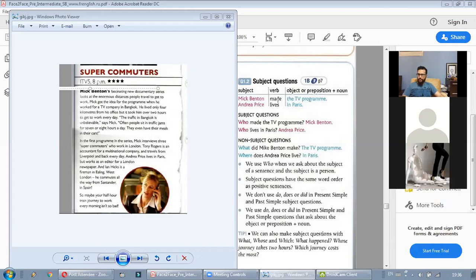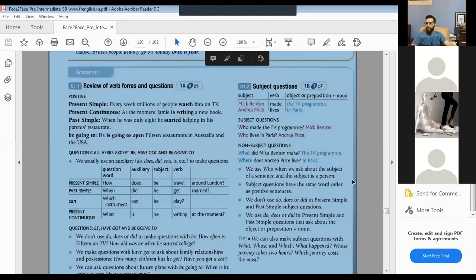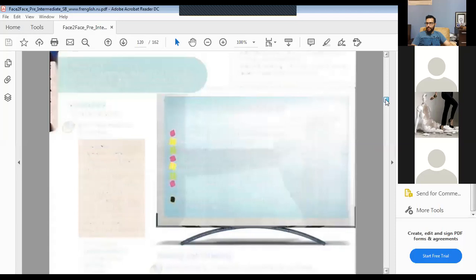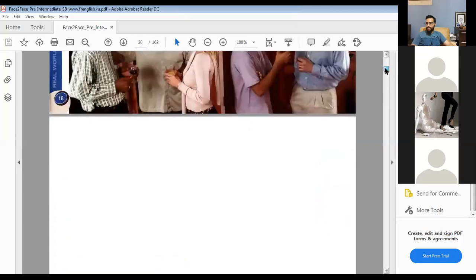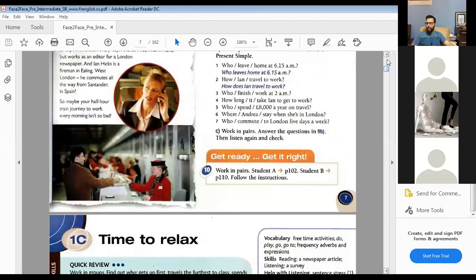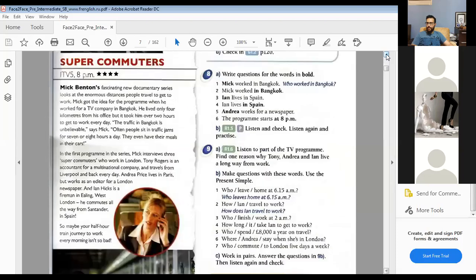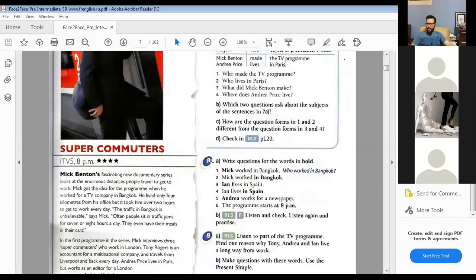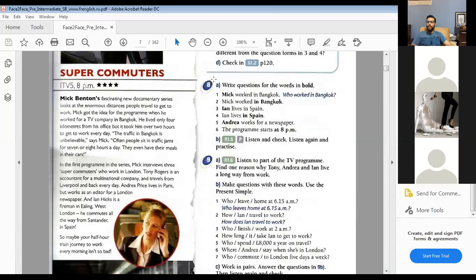So here it's a revision for subject questions and non-subject questions. Okay, so let's go back now. Okay, so we have some nice exercises here. It says in exercise 8, write questions for the words in bold. So they want us to make subject questions. Whenever you see the bold word, you need to make a question about it. Okay, so let's do the first one. Let me read the example first.